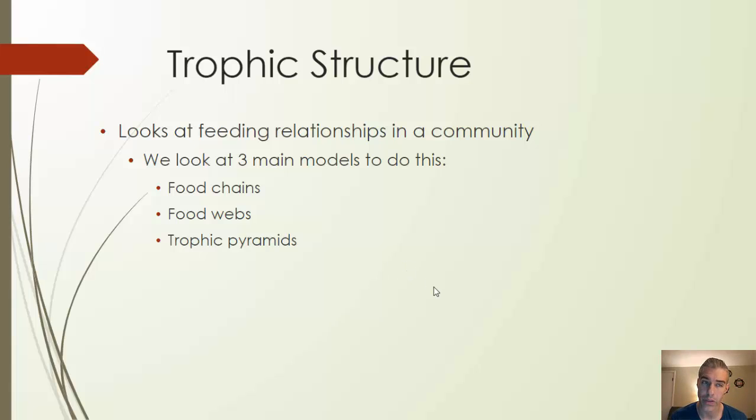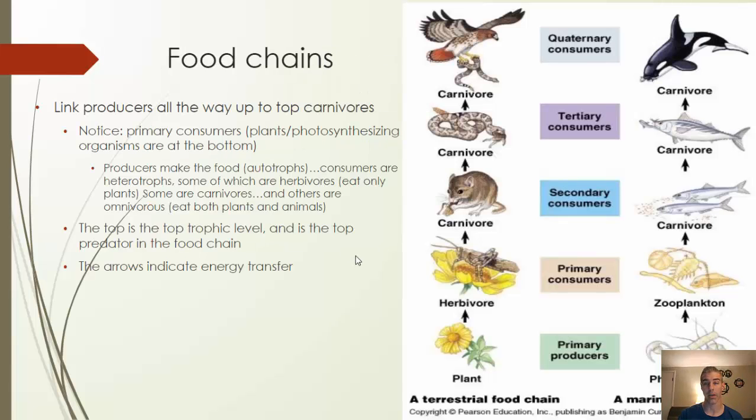Okay, so trophic structure. Now let's look at feeding relationships in a community. There are three main models that we look at for this: food chains, food webs, and trophic pyramids. So now we're talking about what eats what, right? A food chain is a link from producers, which are plants, all the way up to the top carnivores, the things that eat the things that eat the things that eat the plants, essentially.